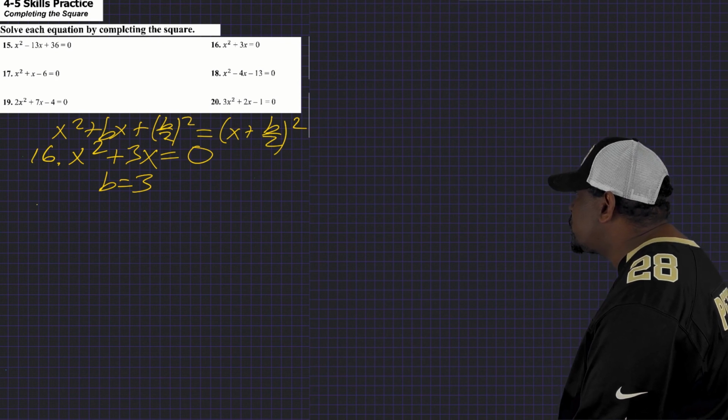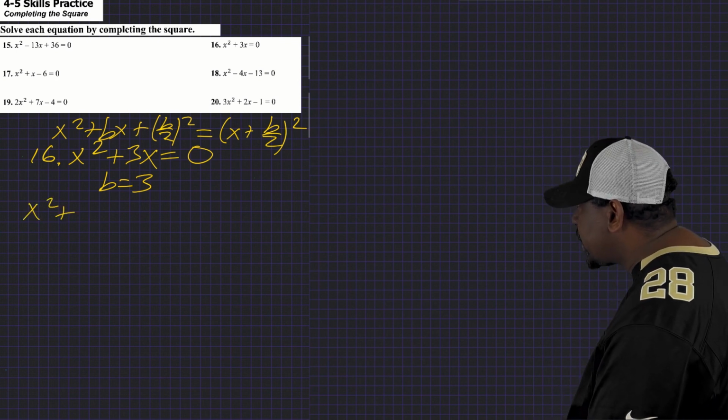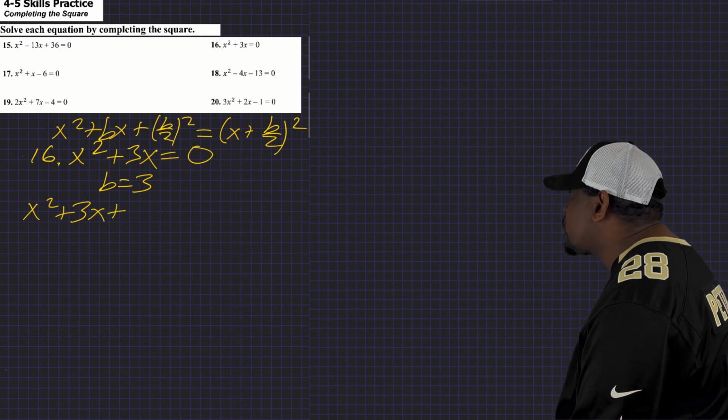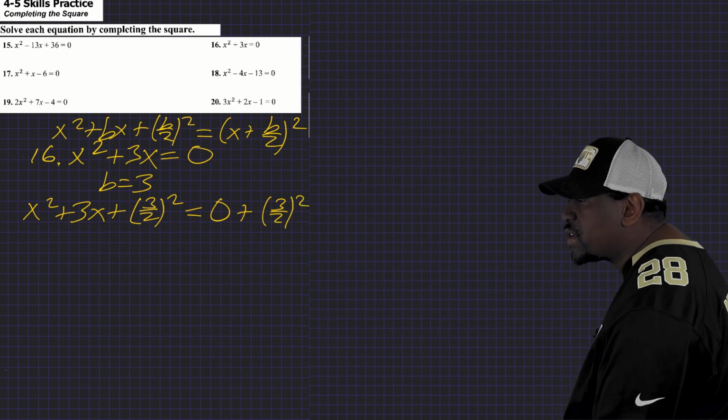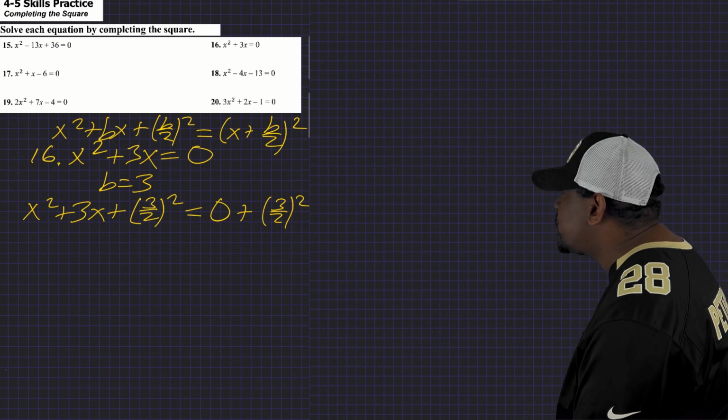So we know b in this problem is equal to 3. We write that down. And now we create our third term. So we will put b over 2 squared, which is 3 over 2 squared. And on the right side, we will put 0 plus 3 over 2 squared, because what you do on the left side, you must do on the right to keep them equal.